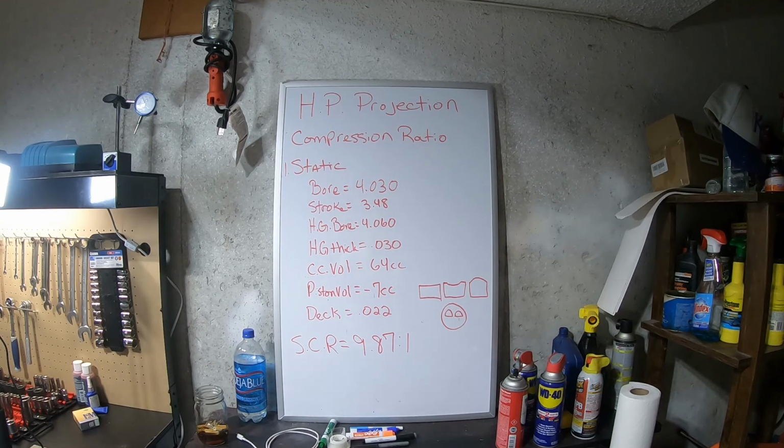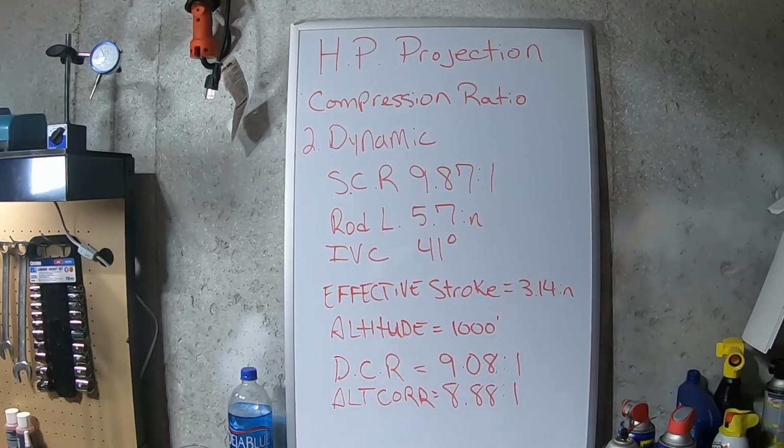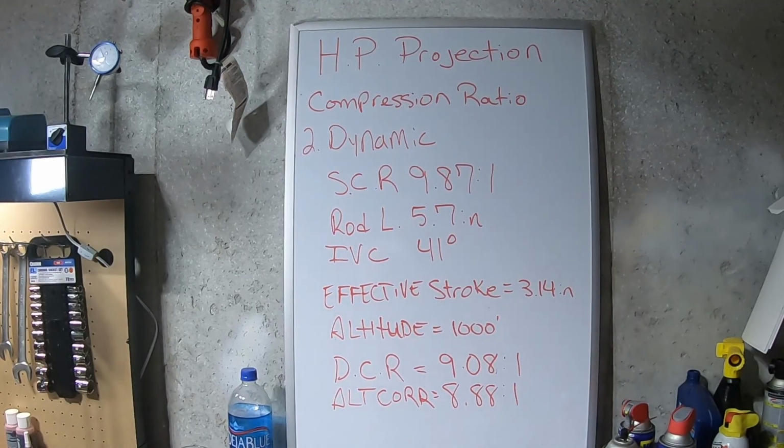So we're going to go ahead now and use these numbers, and we're going to calculate the dynamic compression ratio, which is important because that's the one that really determines how much power you're going to make. Okay, now let's talk about the dynamic compression ratio.